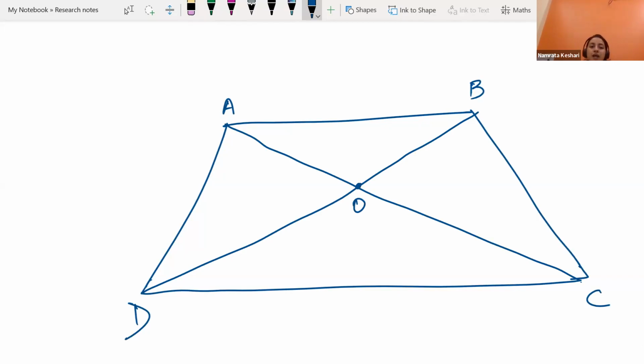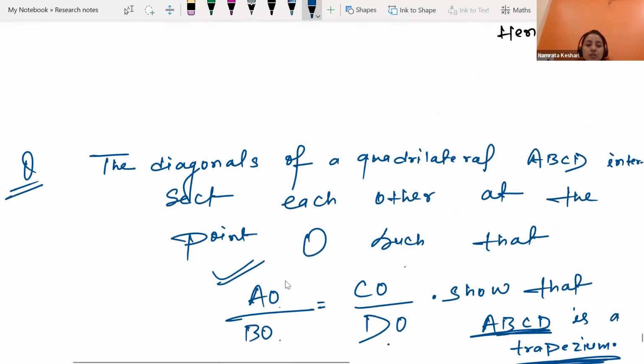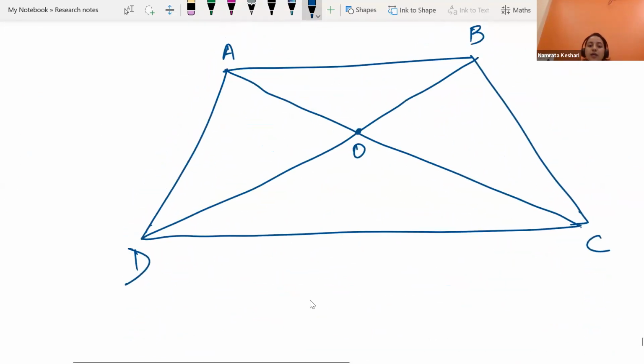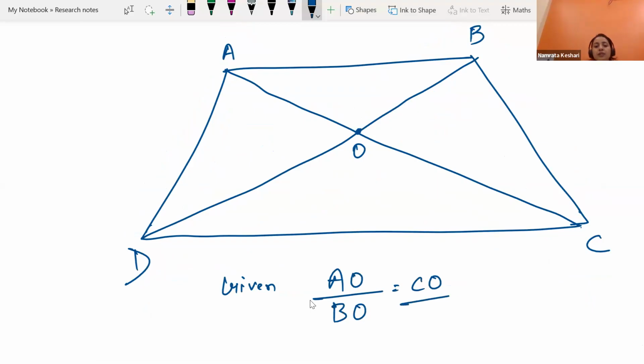Okay, along with that it is also given that AO by BO is equals to CO by DO.